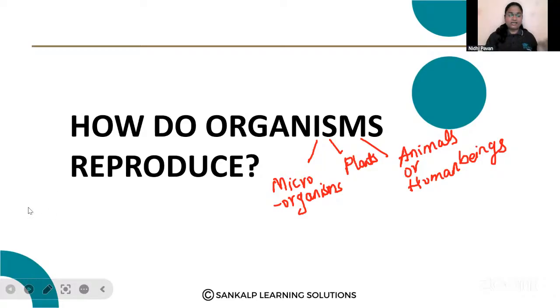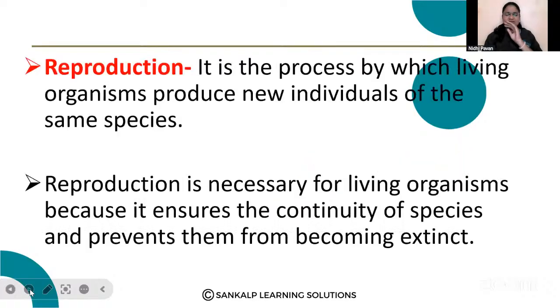Concentrate on the important terminologies, because many terms come in this chapter. The first definition is reproduction. What is reproduction? It is nothing but giving birth to young ones. What kind of young ones? The young ones should be similar to the parents.